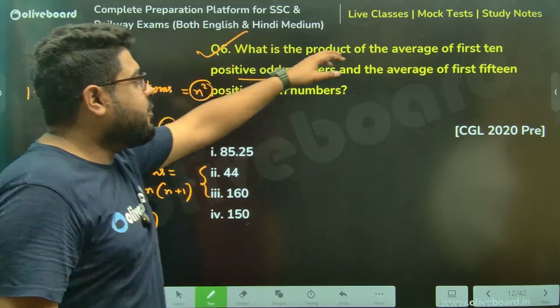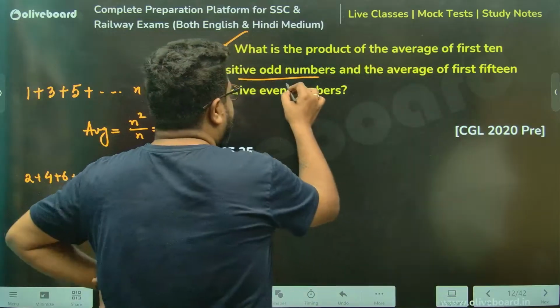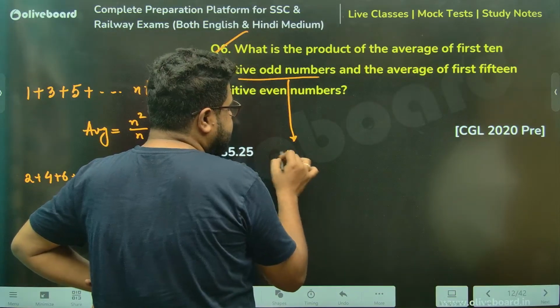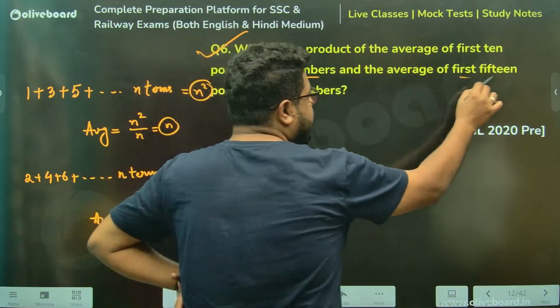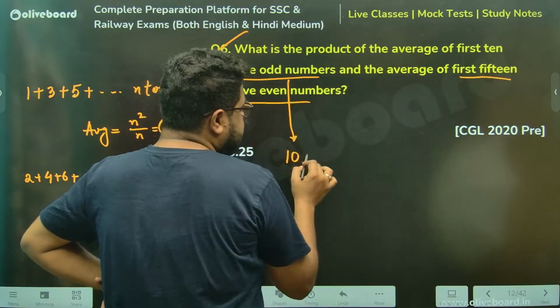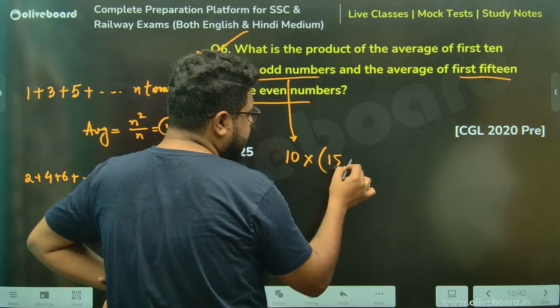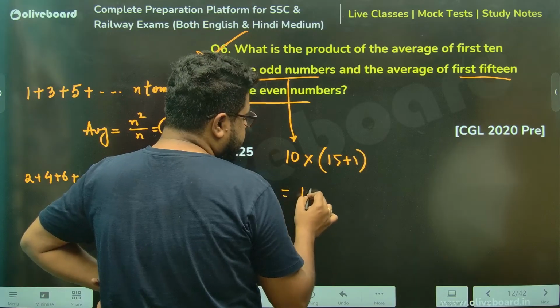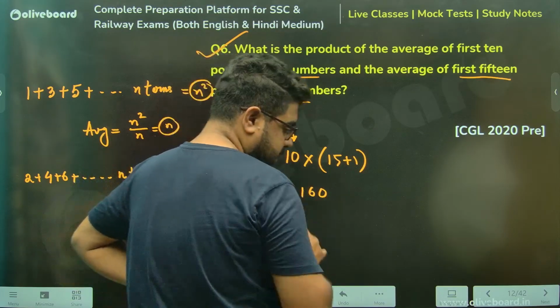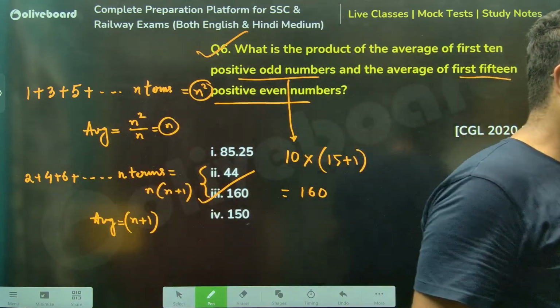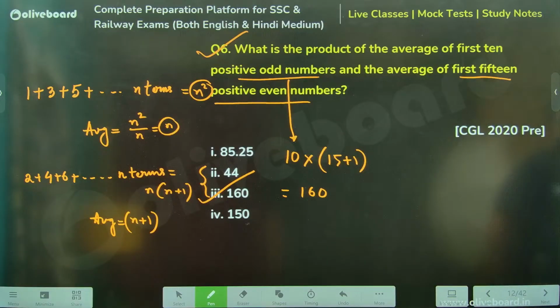So product of the average of the first 10 positive odd numbers. Average will be n itself, meaning 10. First 15 positive even numbers. Average will be, sir, 15 plus 1, n plus 1, so 16. So product will be 160, sir. Option 3. Product will be 160, which is option number 3, sir.